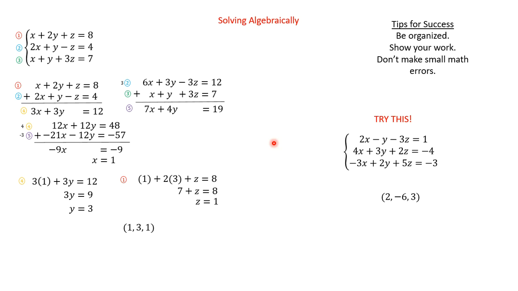Are you ready to come back? All right, let's look to see how I did this one. So if you did it the first try, you're probably pretty much done at this point. If you're still struggling, let's look through this problem. So we have 2x minus y minus 3z equals 1, and 4x plus 3y plus 2z equals negative 4, and negative 3x plus 2y plus 5z equals negative 3. I'm going to number them first, because that's what I do.